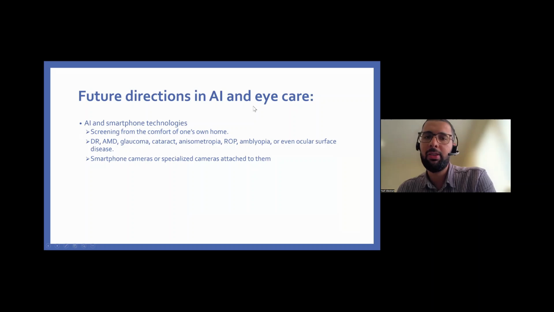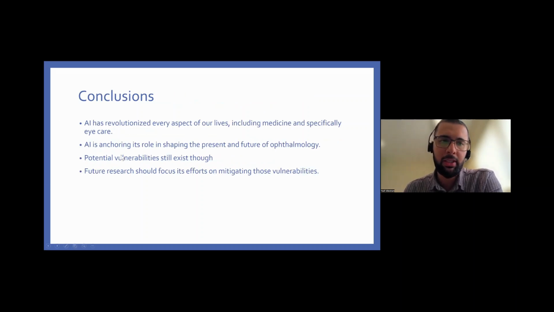All right, so now we've discussed the benefits, we discussed the challenges of AI. What are the future directions currently in eye care when it comes to AI? There is a very promising direction regarding AI and smartphones, where you can screen from the comfort of your own home for various diseases like diabetic retinopathy, AMD, glaucoma, cataract, amblyopia, even ocular surface disease, just using a smartphone camera or even a specialized camera attached to a smartphone, and you can do that from the comfort of your own home.